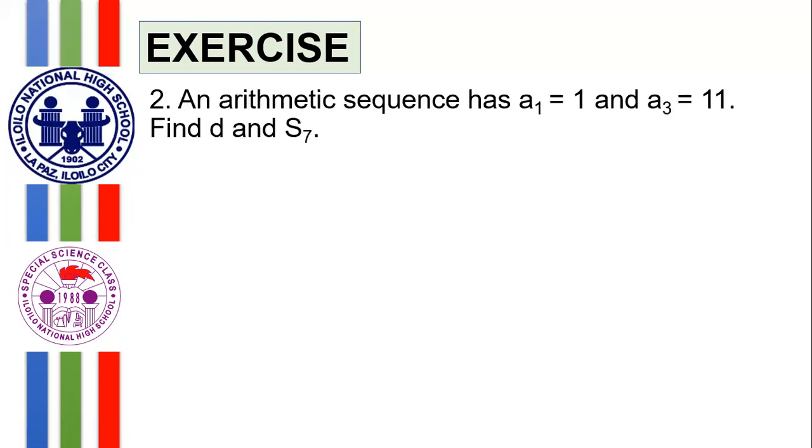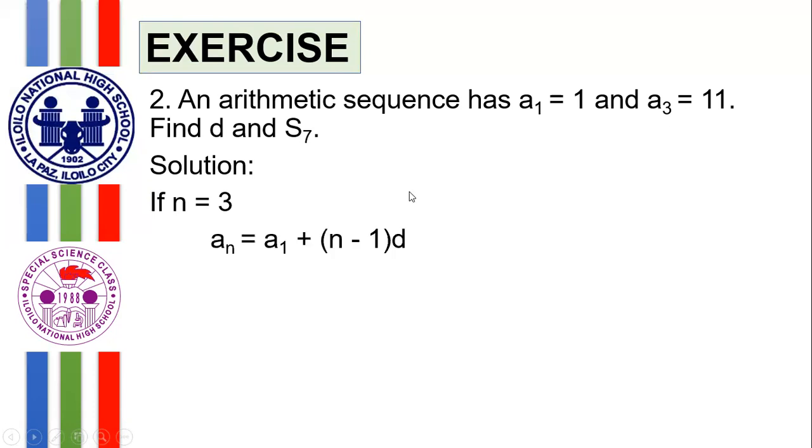Number 2. An arithmetic sequence has the first term 1 and a third term of 11. Find the common difference and the sum of the first 7 terms. We have to recall that the largest subscript here is 3. So let's represent n as 3.